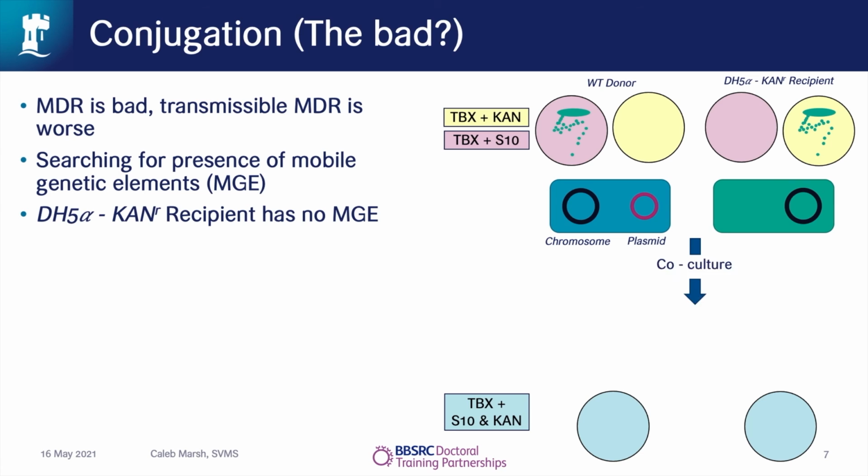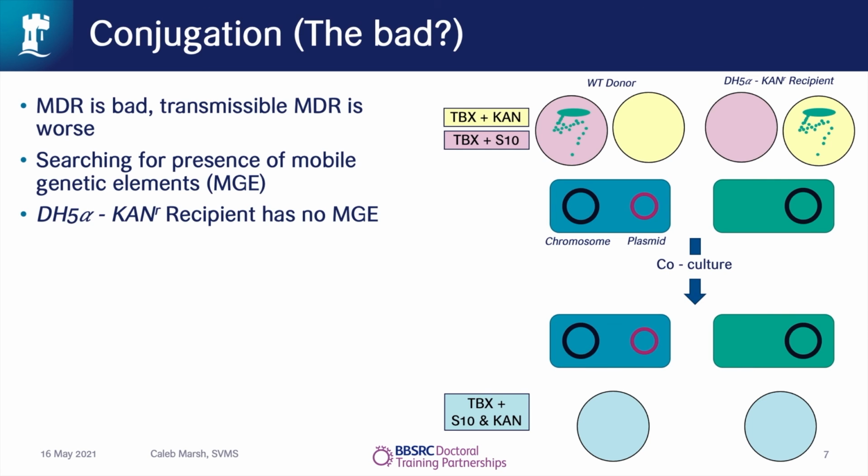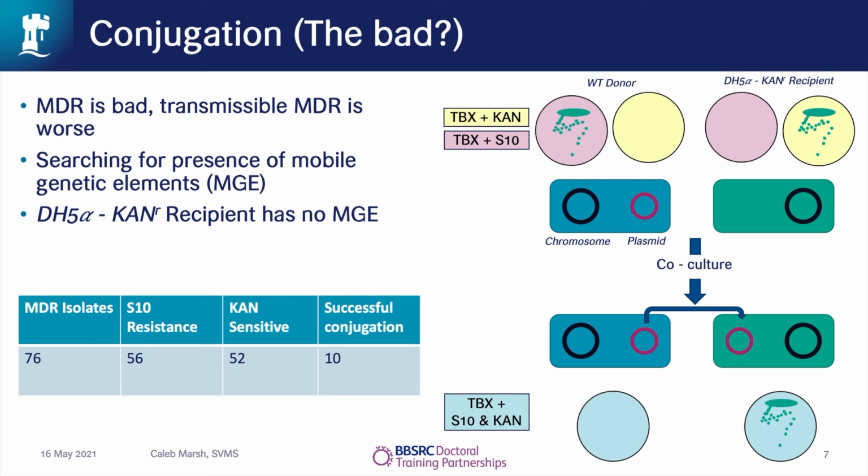So if I cultured them together, and there was a mobile genetic element present in my wild type, it would share that element with my lab strain. This would then allow my lab strain to grow on a plate containing streptomycin and kanamycin. Of my original 76 MDR isolates, 56 were resistant to streptomycin. Of those, 52 were sensitive to kanamycin and were used in the study, and of those, 10 produced successful conjugation.